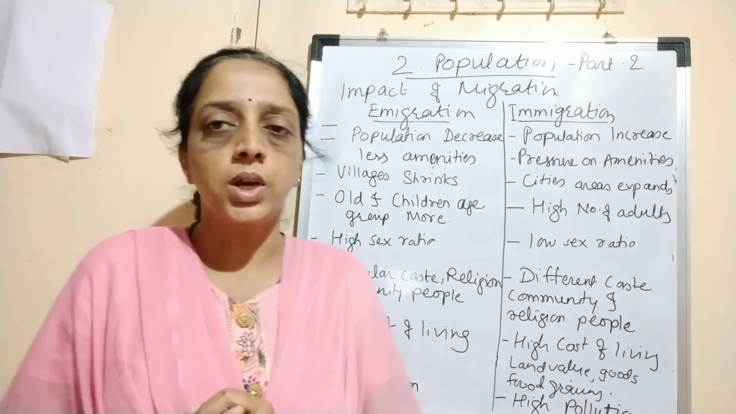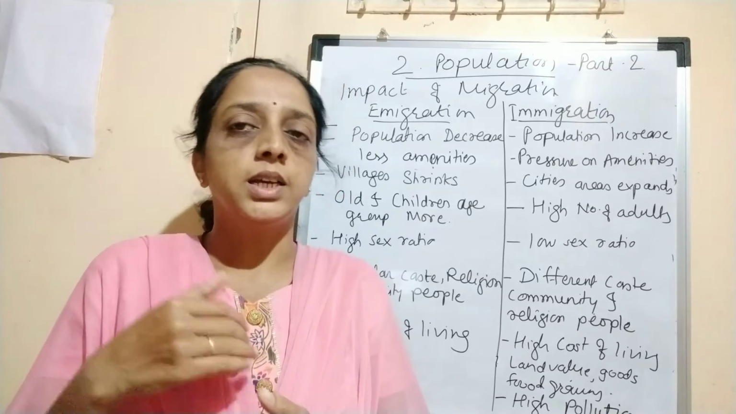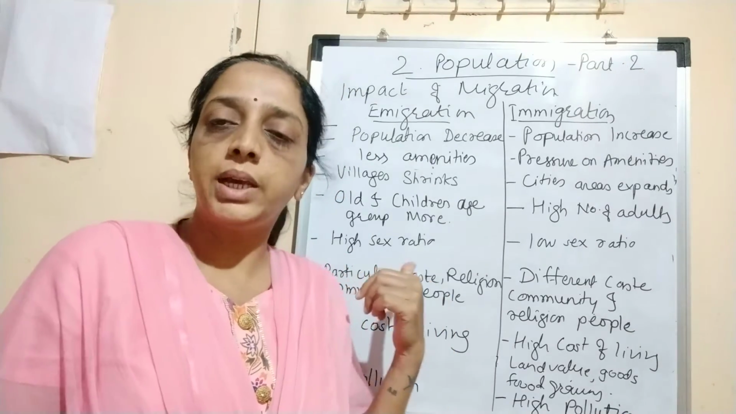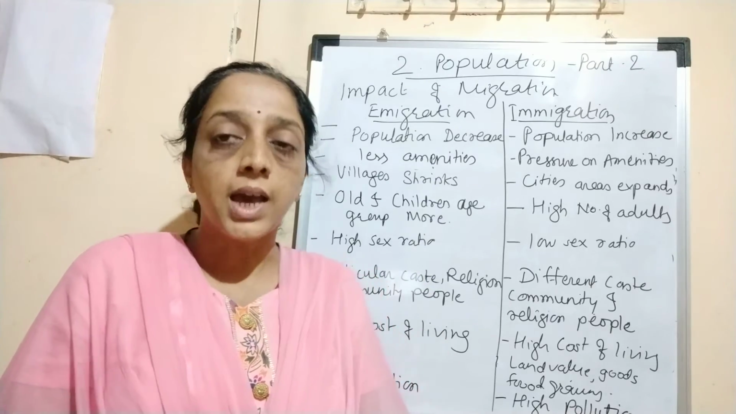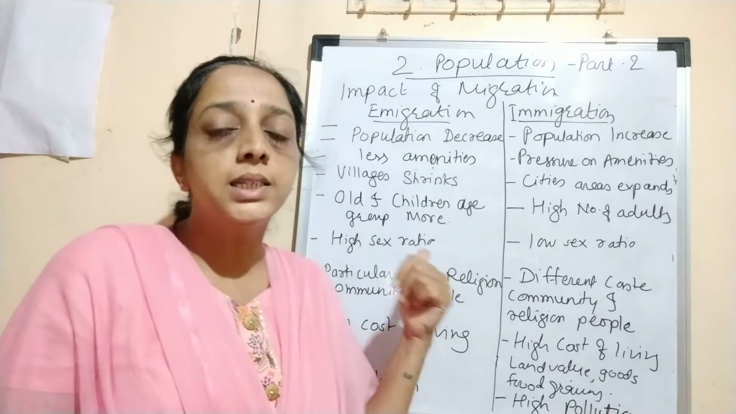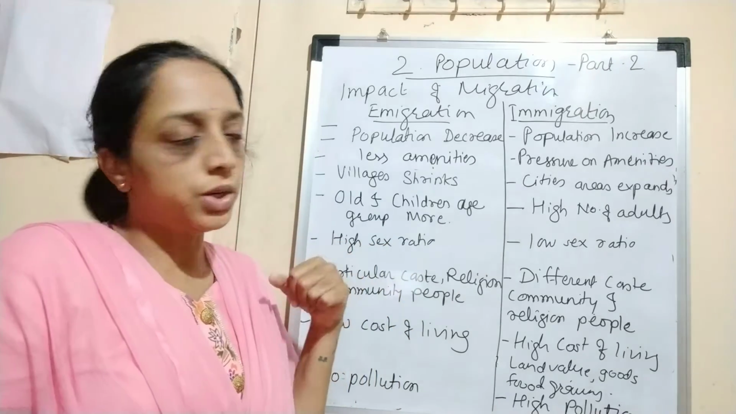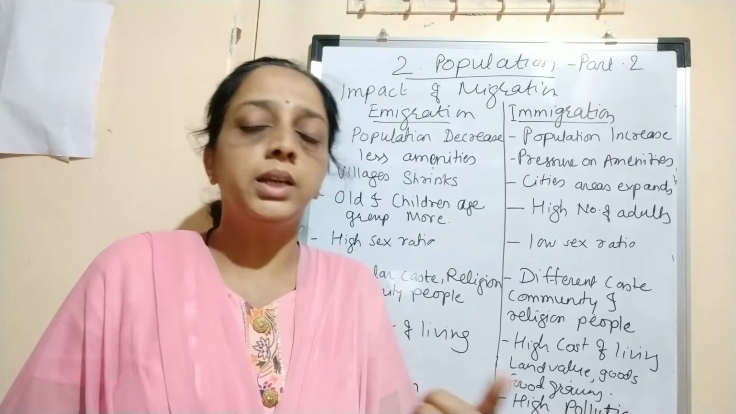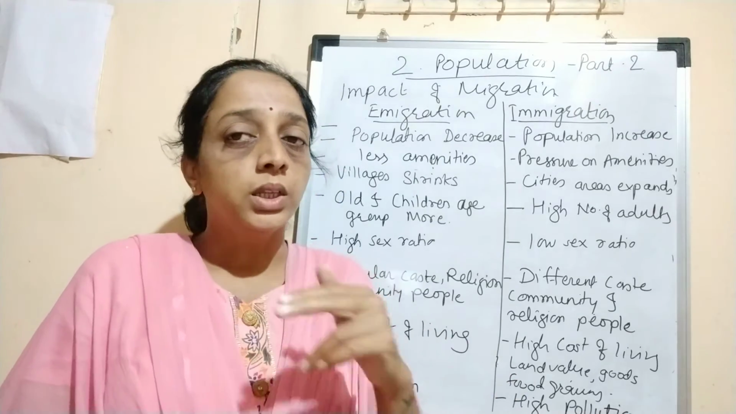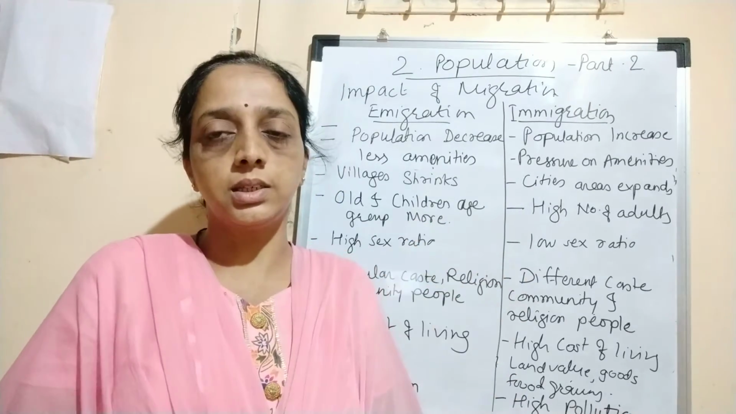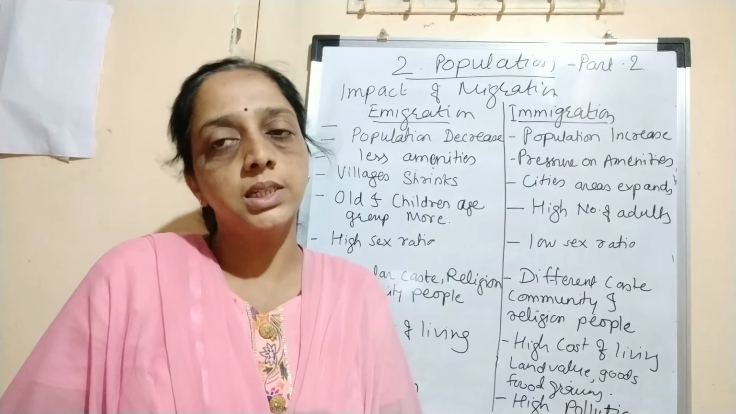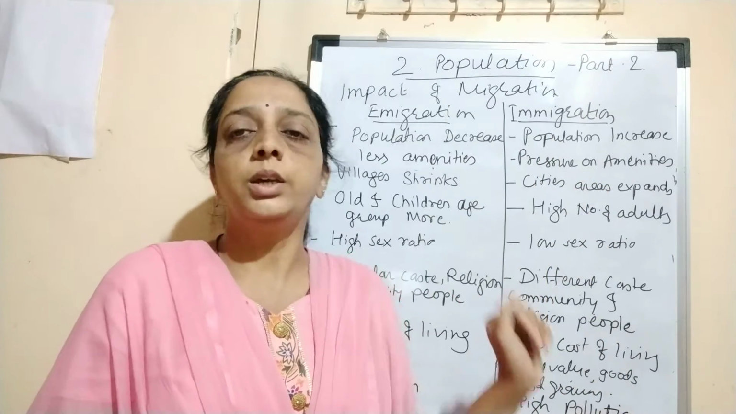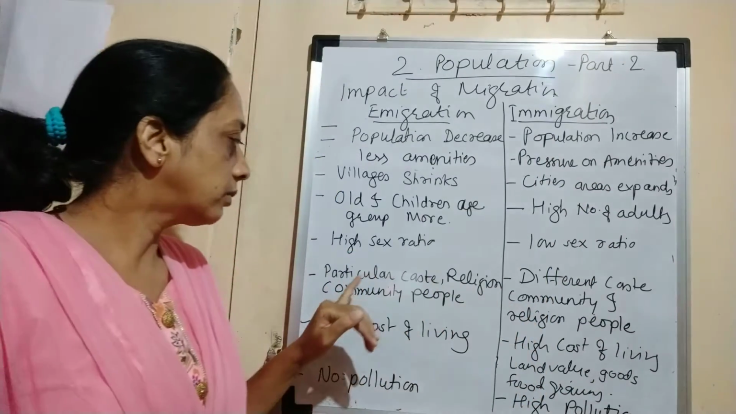High sex ratio. Now, from rural areas, especially male migration is more and females remain in the village areas, and so we see the high sex ratio in the emigration region. But in the immigration areas, male migration is more and so the number of males increases and the number of females is less. And so we see the low sex ratio in the immigration areas.